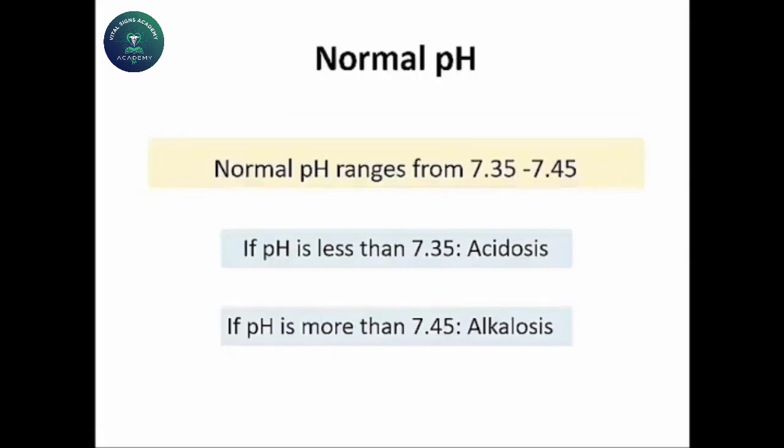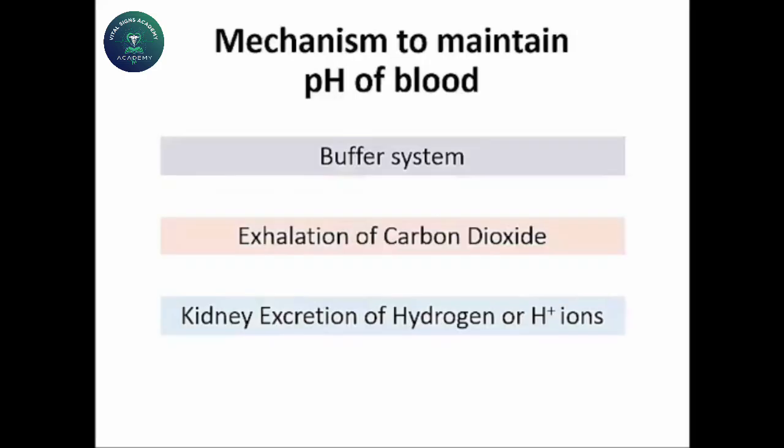Normal pH ranges from 7.35 to 7.45. If the pH is less than 7.35, it results in acidosis. If the pH is more than 7.45, it leads to alkalosis. In a healthy adult, various mechanisms help to maintain the pH of blood within the normal range. These systems are the buffer system, exhalation of carbon dioxide, and kidney excretion of hydrogen ions.